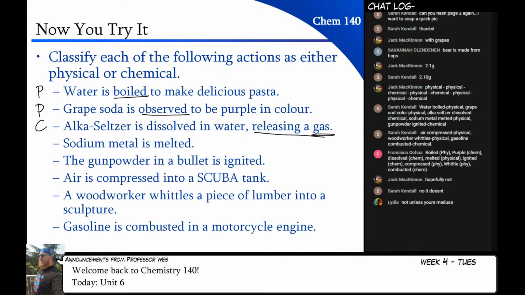What about sodium metal is melted? Well, we've talked about melting already. If melting ice is a physical change, melting sodium or any other metal or anything must also be a physical change, right? And yeah, it totally is. Melting is just turning something from a solid to a liquid.